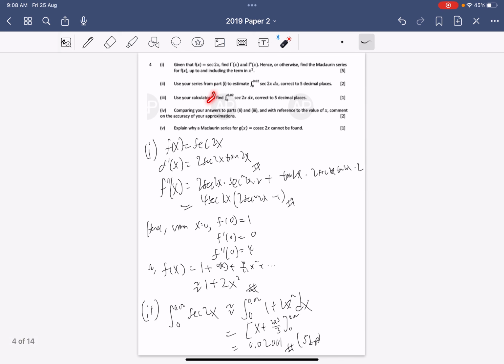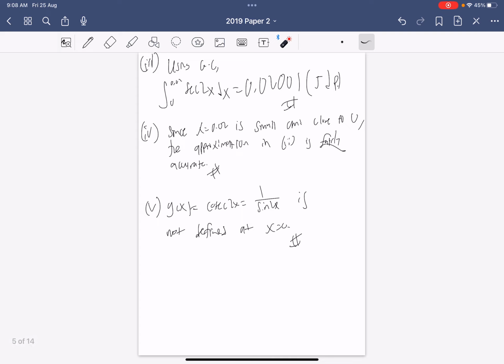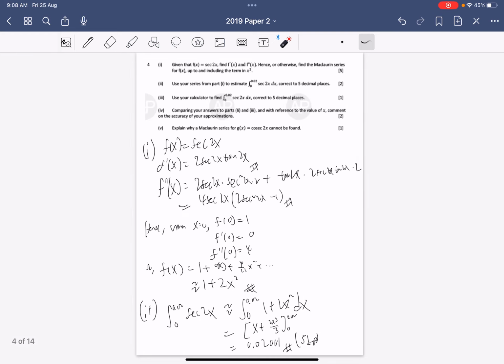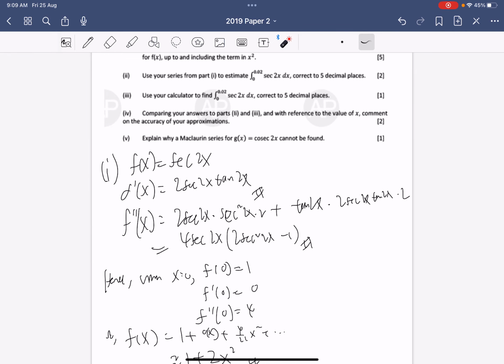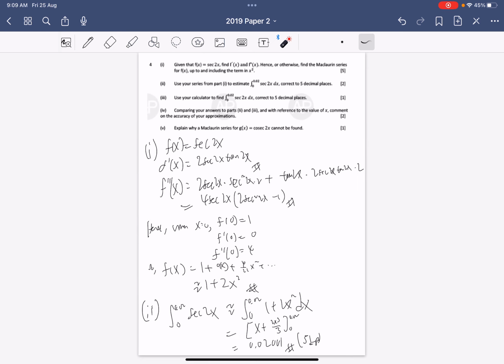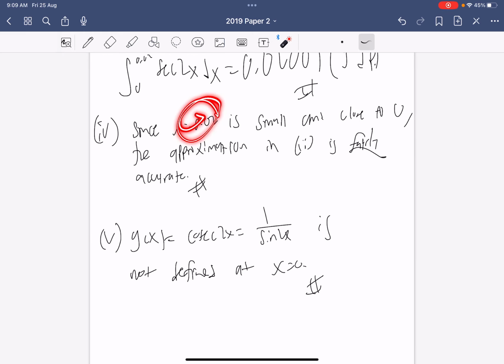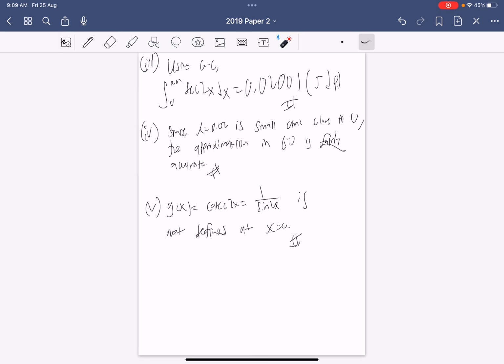And for the next part, we're supposed to use the calculator to find the actual integral, the exact value. When we use the GC, we get 0.020015 to 5 dp as well. For part 4, now we have to compare the answers. We see that the integrals are similar, exactly the same up to 5 dp. And so the accuracy of the approximation is very good. The reason for that is because the x value is small. When it's close to 0, this approximation becomes an accurate one.